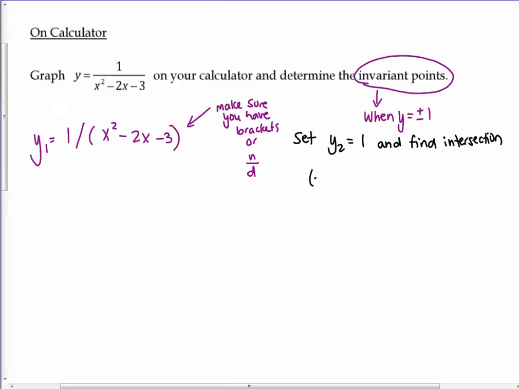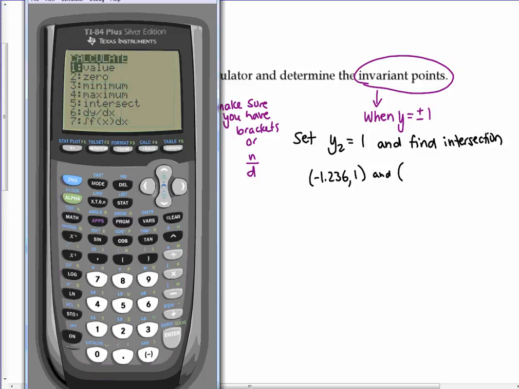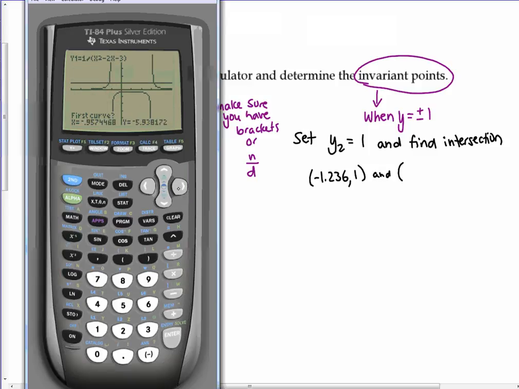So what is that coordinate? Let's write it down. Negative 1.236, comma, 1. And trace 5. Scroll over to the other one. Won't let me hold it down. It's awful.